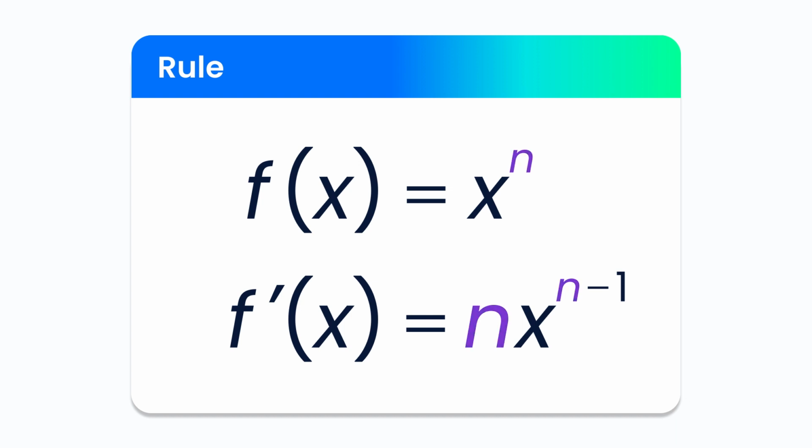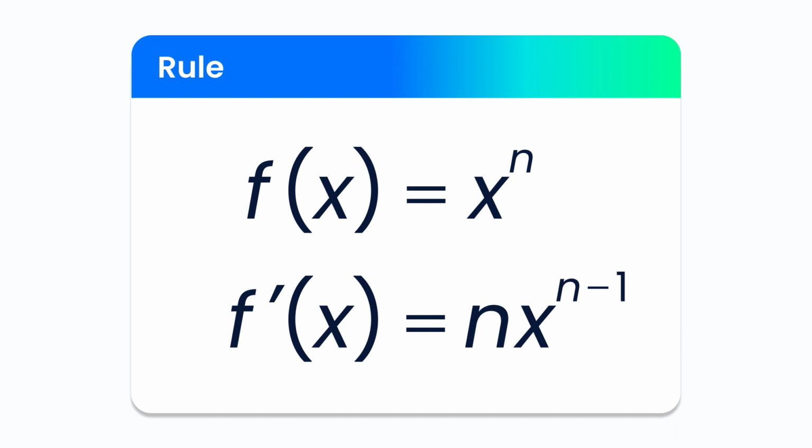First, notice that the exponent n appears as a coefficient in front of the power function. Then, you subtract 1 from the original exponent. We'll show you where this rule comes from at a later stage.